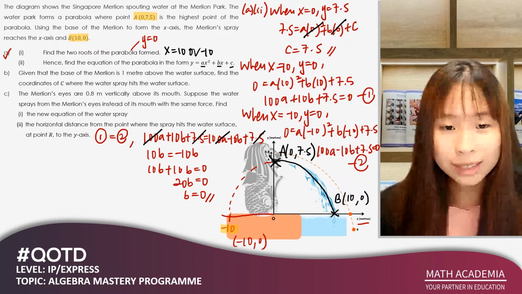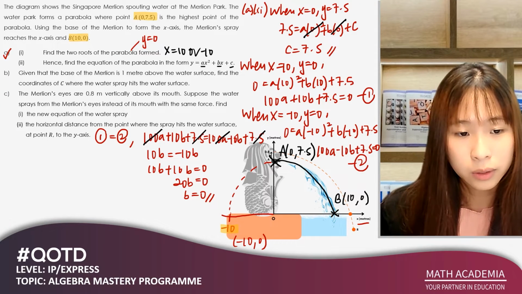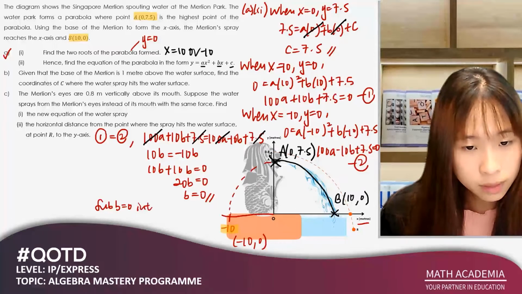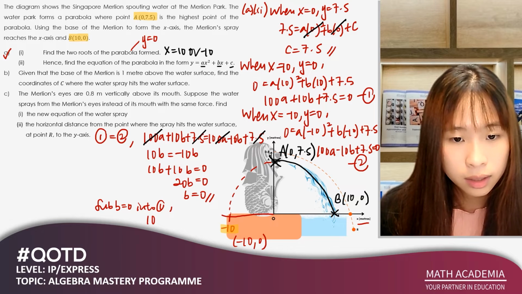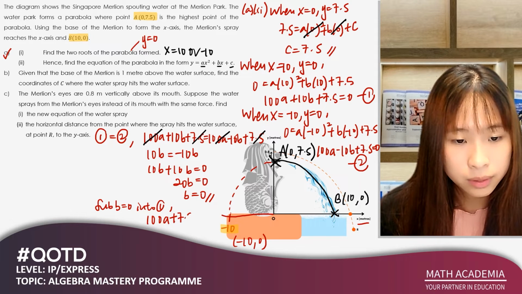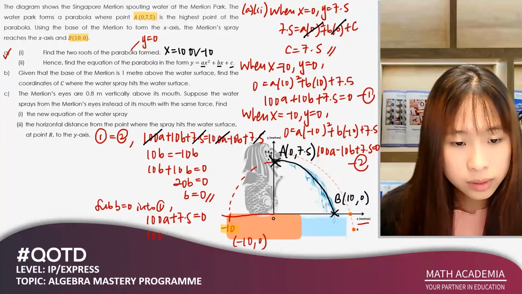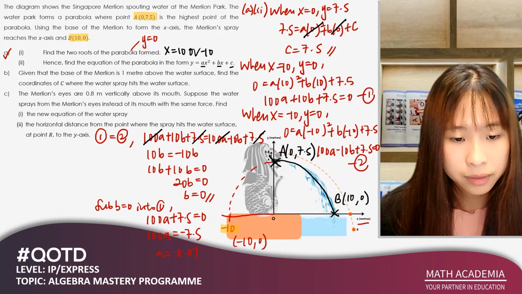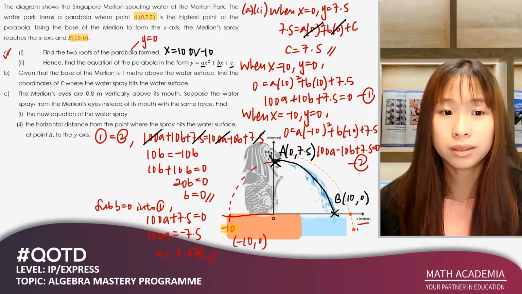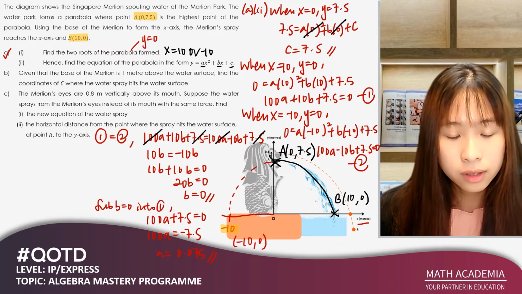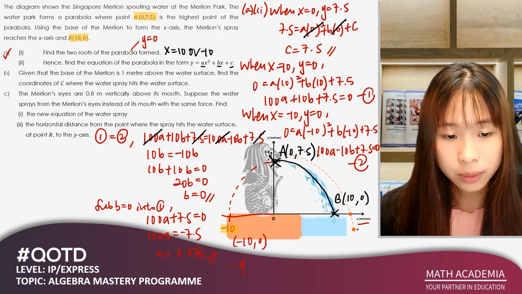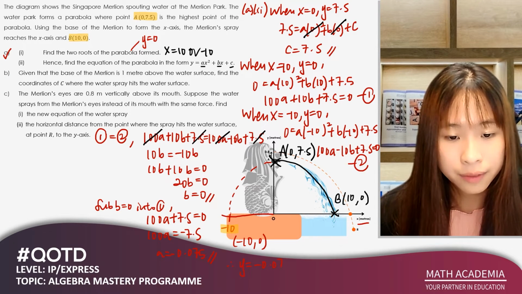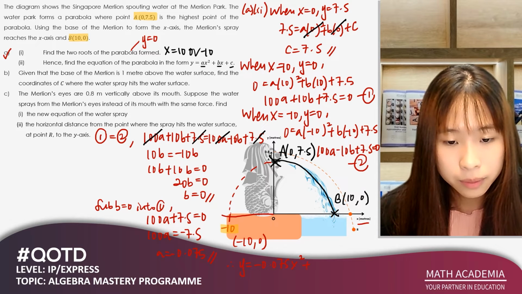To find my very last unknown, I just need to sub b equals 0 into equation 1, and I will be left with 100a plus 7.5 equals 0. 100a equals negative 7.5, so a is negative 0.075. And there we go, our three unknowns. And of course, to end off, we need to sub it back into the equation. y would be negative 0.075x squared plus 7.5.